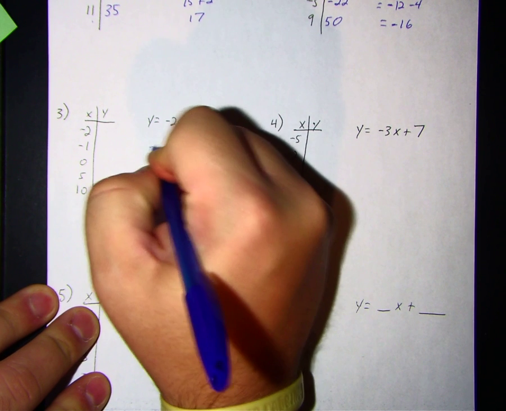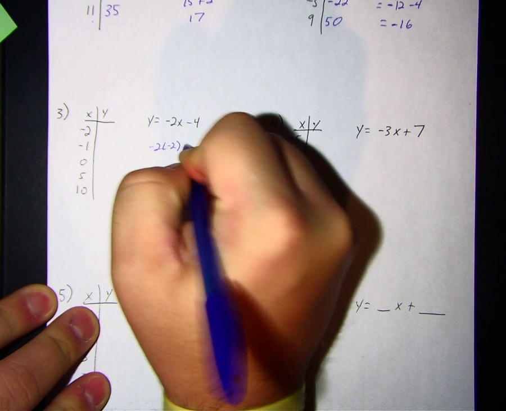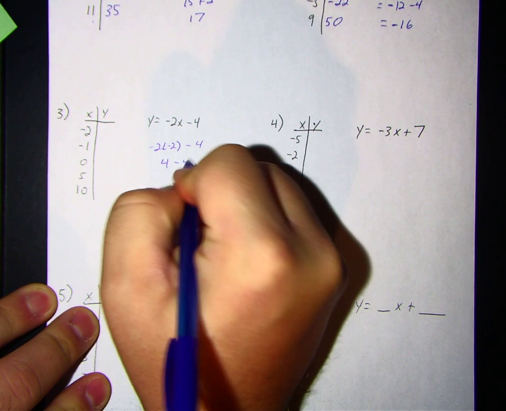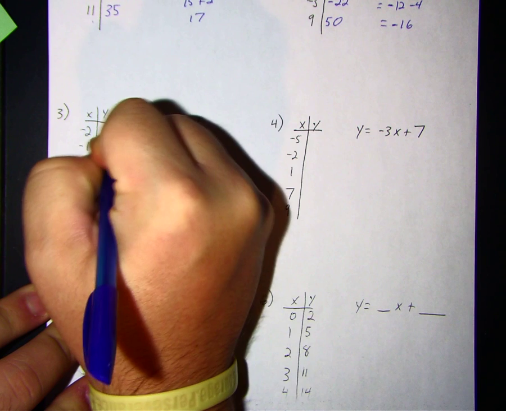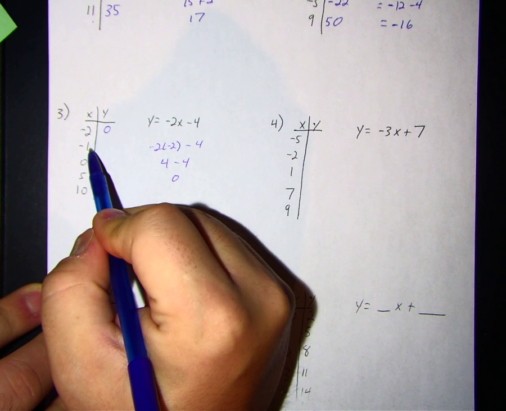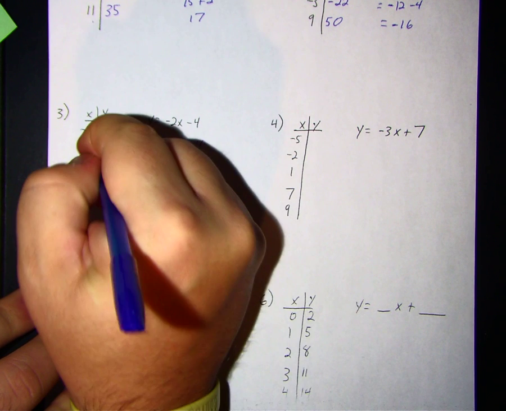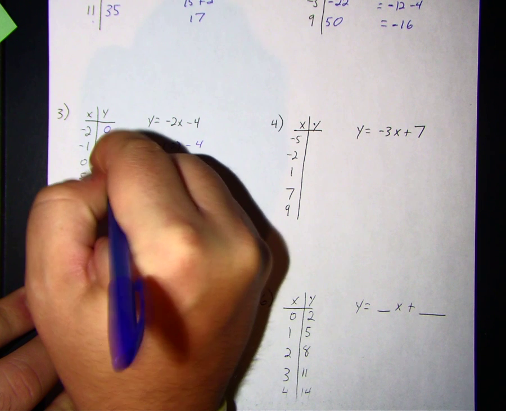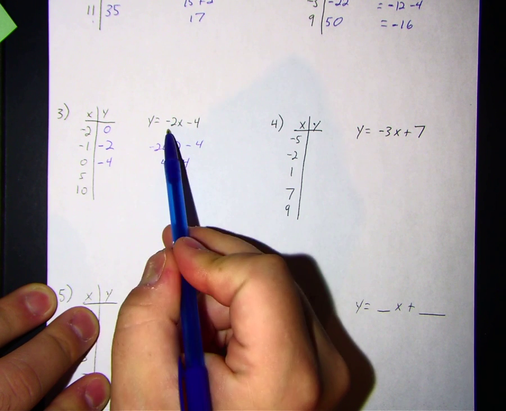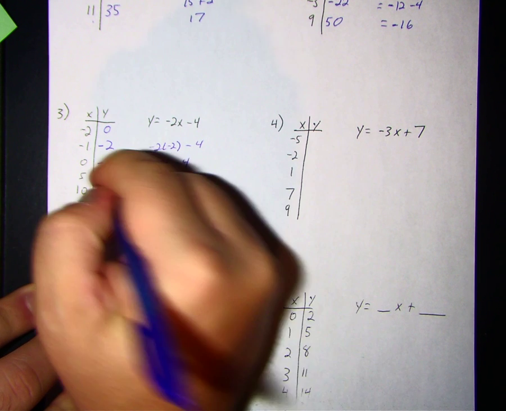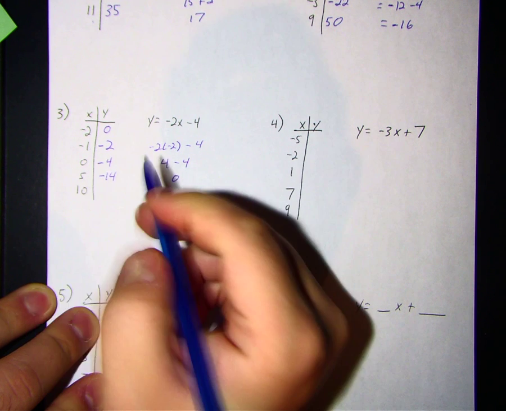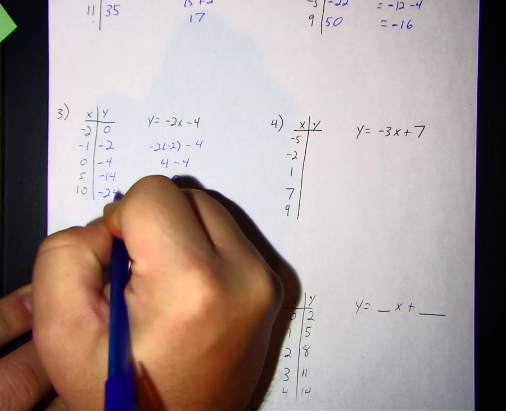Here, you have negative 2 times negative 2 minus 4. Two negatives multiplied together make a positive. 4 minus 4 is 0, so that's 0. Negative 2 times negative 1 is 2. 2 minus 4 is negative 2. 0 minus 4 is negative 4. 5 times negative 2 is negative 10. Minus 4 is negative 14. And negative 2 times 10 is negative 20. Minus 4 is negative 24.